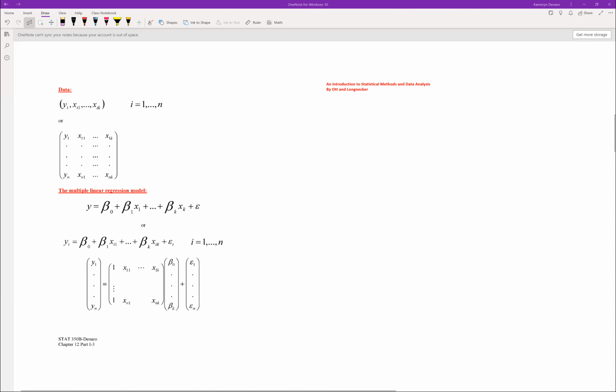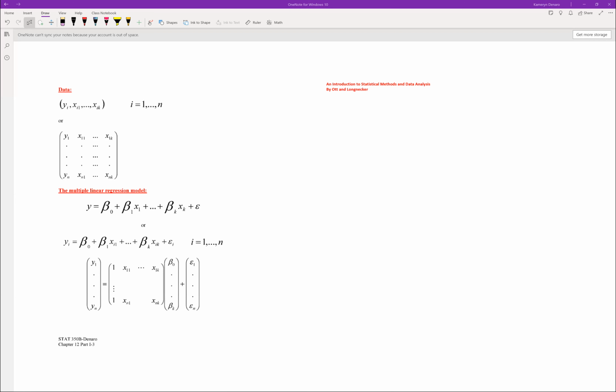Hello, everyone. We're working through Chapter 12, Part 1, An Introduction to Statistical Methods and Data Analysis by Ott and Longnecker. All right, so essentially we're going to go through the framework of how the multiple linear regression model is set up. What we have is one observation for each person or thing that we're trying to study.